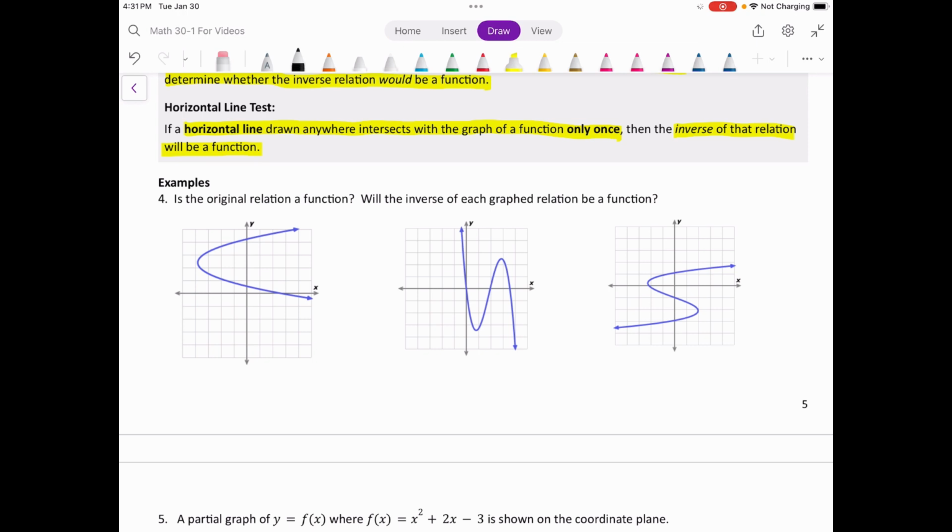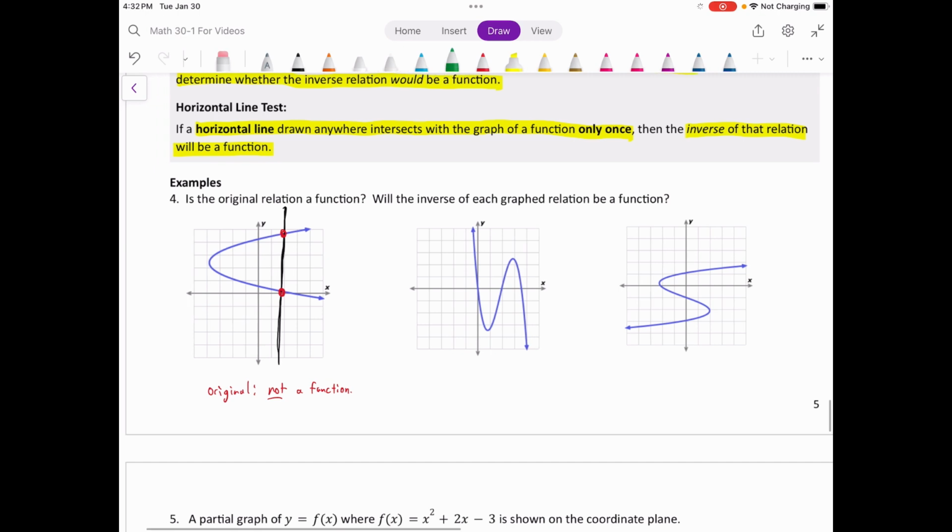All right, well, first up, is the original a function? I can use a vertical line test. No, right? We can see original, not a function. It's a relation. There is a relation between x and y, but it's not a function. One x is clearly giving us more than one y, pretty much no matter where we look. Okay, but would the inverse of this be a function?